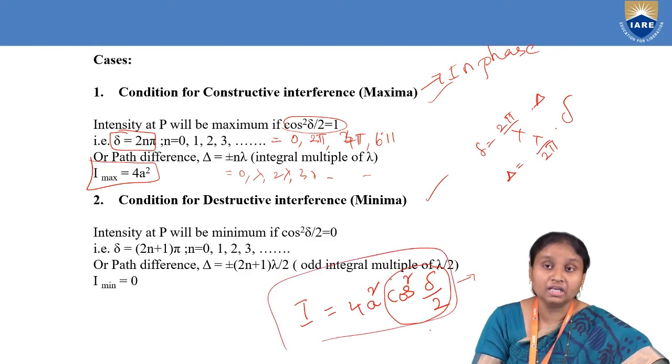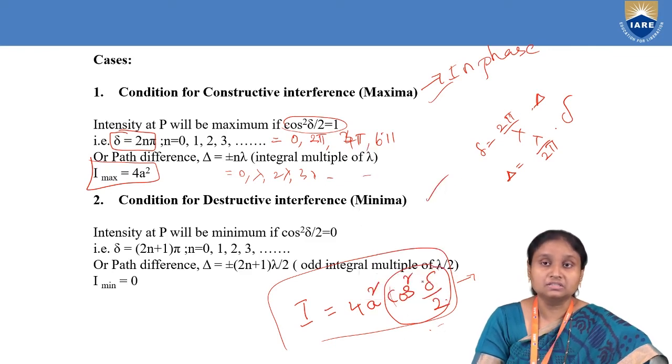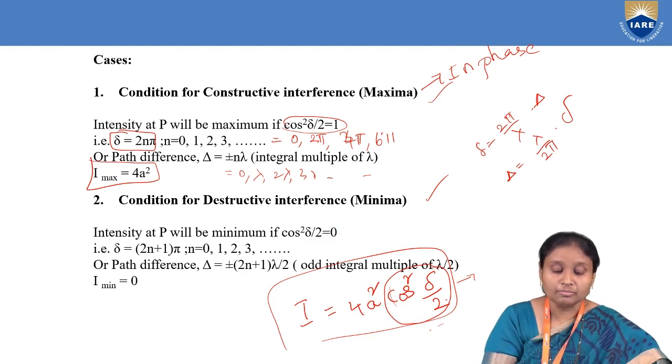So here we have to take our cos square delta by 2 to be 0. So for maximum, we have taken this value to be 1. But for minimum, we'll take this value to be 0. And for which values of delta will this cos square delta by 2 be 0? As you can see, it is (2n plus 1) pi.